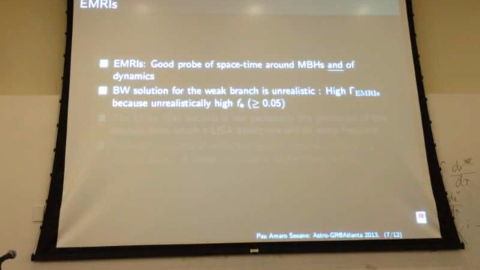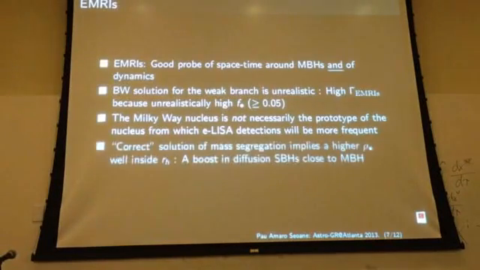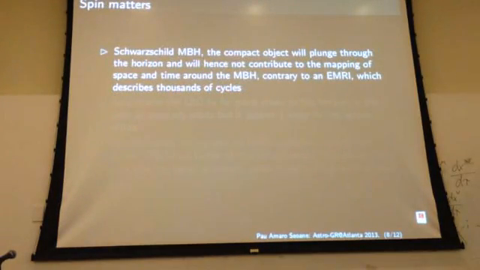The solutions that I was talking about predict an unrealistically high event rate of extreme mass ratio inspirals because they use an unrealistically high density of black holes. When you take realistic numbers, then the event rates decrease enormously. But the point is that when you use the correct solution for mass aggregation, you don't run into this snag. You get reasonable numbers for event rates. So spin matters for extreme mass ratio inspirals.